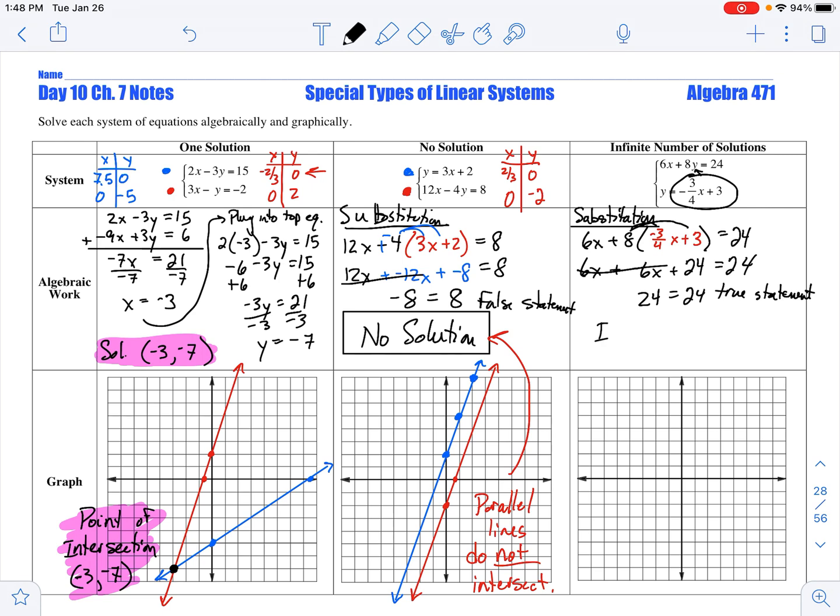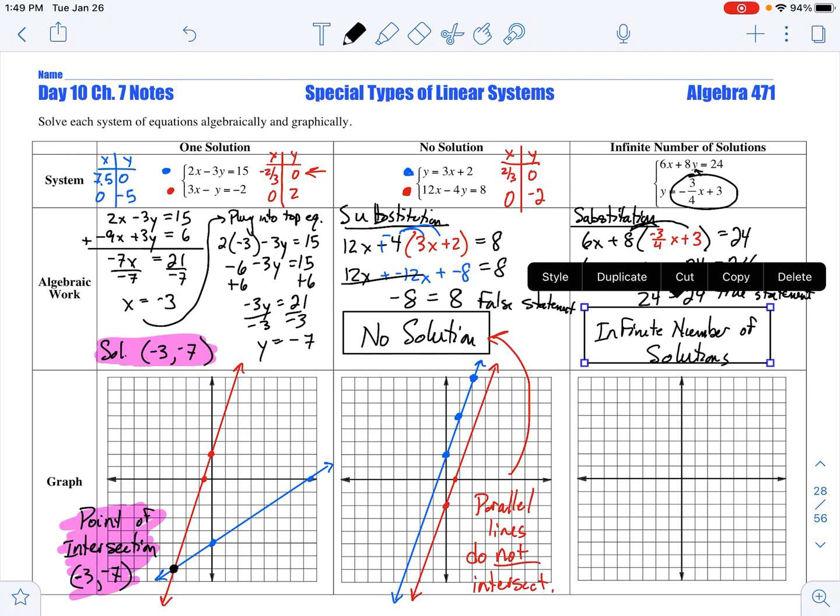So we can call this an infinite number of solutions. Well, why is there an infinite number of solutions? Well, we're about ready to see that there's going to be a lot of points that are going to satisfy being a solution here, and we'll see what that looks like in our graph.